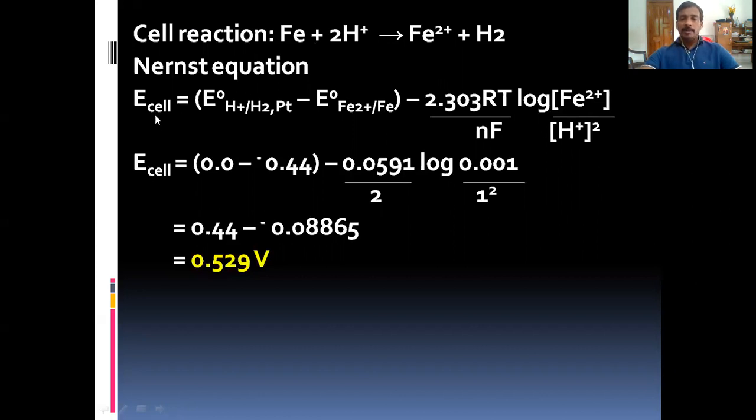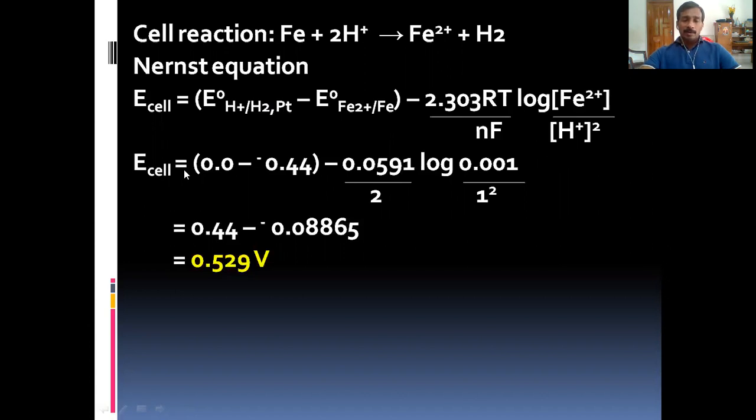What is the next equation? E cell is equal to E0 of H+ bar H2 bar Pt minus E0 of Fe2+ bar Fe. The electrode potential of the standard hydrogen electrode is 0. For Fe2+ bar Fe, the standard electrode potential is minus 0.44. Therefore, hydrogen will be the cathode. Therefore, E cathode minus E anode, minus 2.303 RT by nF log concentration of Fe2+ by concentration of H+ squared. While solving this problem, many of you forget to write this square here.